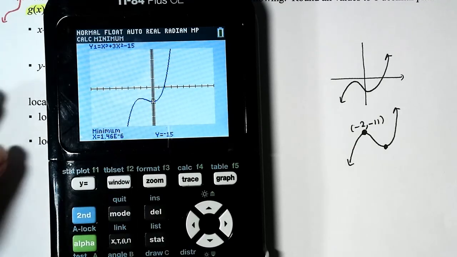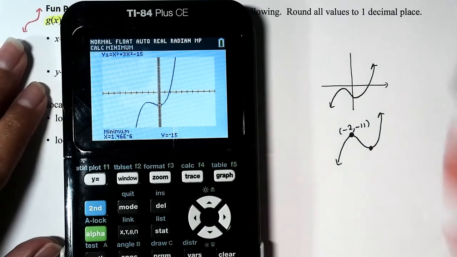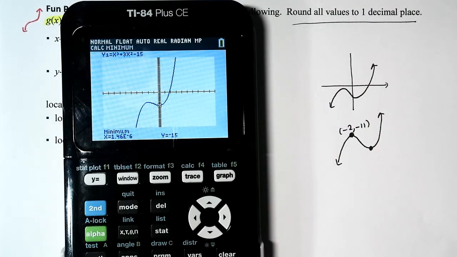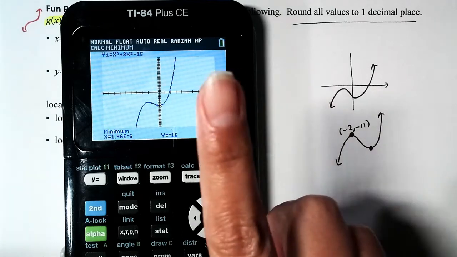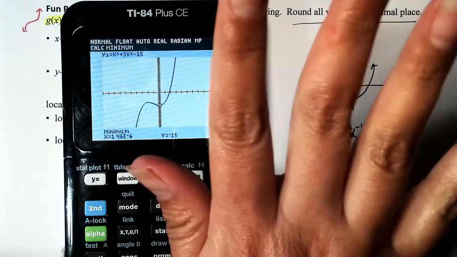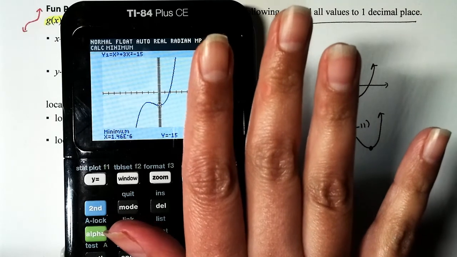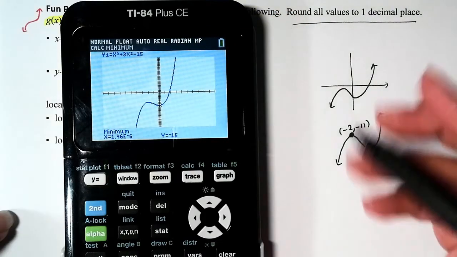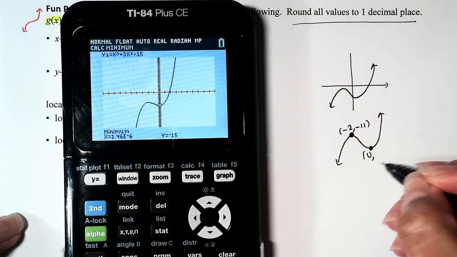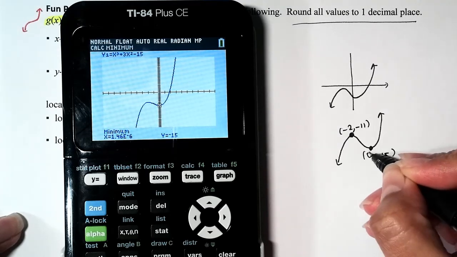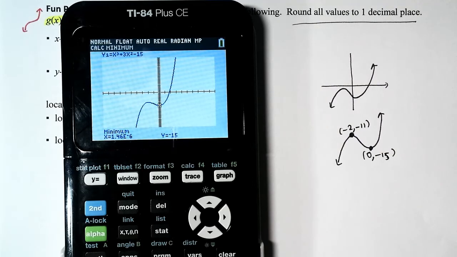And if you're having a moment, then just look at the directions. Okay, round all values to one decimal place, and again, this 0.00000 followed by 146 is code for 0. Okay, so that will give us 0 comma negative 15. So I'm not quite sure why my calculator does that. I guess it just depends on the mood it's in.